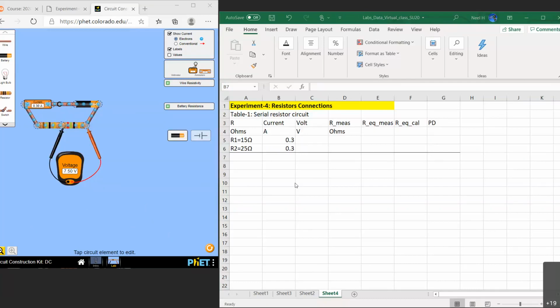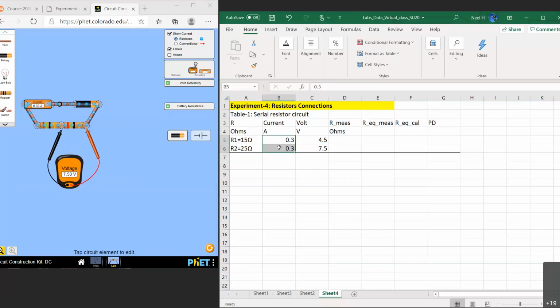Okay, now let's take a look. So how much is the voltage across resistor number 1? Bring the voltmeter probes across resistor number 1. It is 4.5 volts. Just type that for R1, and then move the probes of the voltmeter to resistor number 2, and the voltage across there is 7.5. Good. Any question?